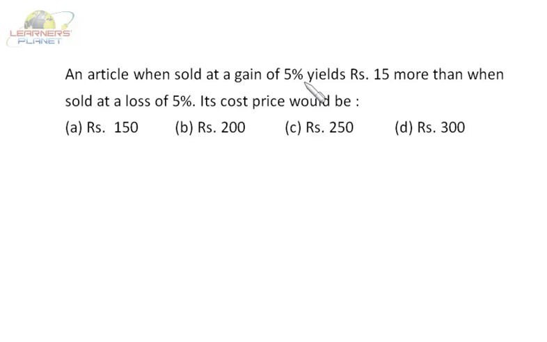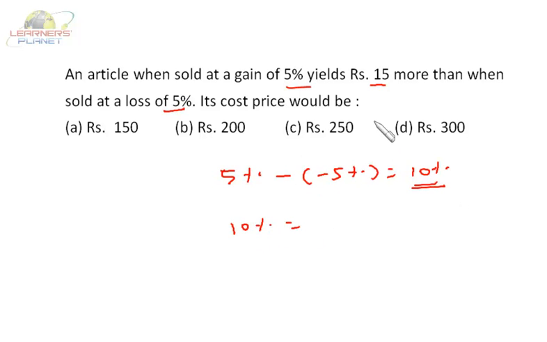Now similar problem. Here an article when sold at a gain of 5% yields rupees 15 more than when sold at a loss of 5%. Now what is the difference between 5% profit and 5% loss? It is 5% plus 5%, that is 10%. Now this 10% is equivalent to this rupees 15. That means the price difference between these two cases is rupees 15. If 10% is 15, that means 100% is 150. That is the cost price.